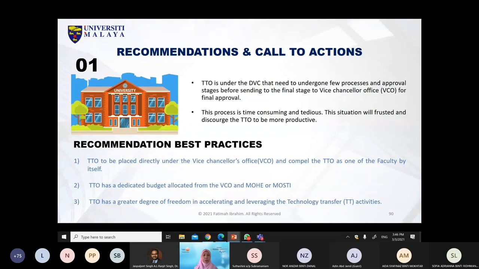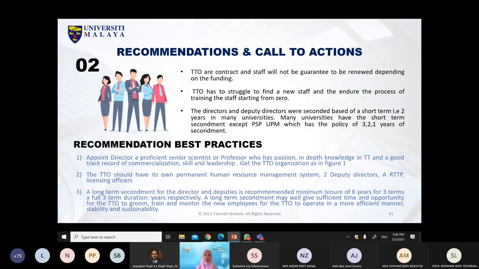So my recommendation, and our recommendation, is that the TTO should be placed directly under the Vice Chancellor's Office and constituted as one of the faculties by itself. It can be a Faculty of Technology Transfer, a Faculty of Entrepreneurship, or an institute. So you are directly under the purview of your Vice Chancellor. If you are under the purview of your Vice Chancellor, the TTO can have a dedicated budget allocated, and we can also ask MOHE and MOSTI to give directly to the TTO instead of giving to the DVC, who will dilute the budget to other things. By having this, the TTO has a greater degree of freedom in accelerating and leveraging technology transfer activities. So that's my first recommendation.